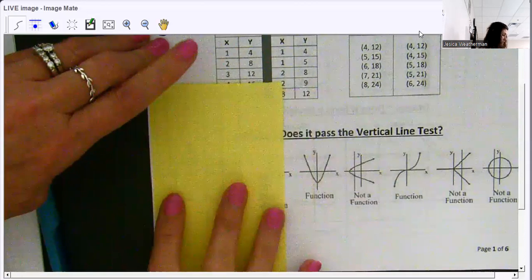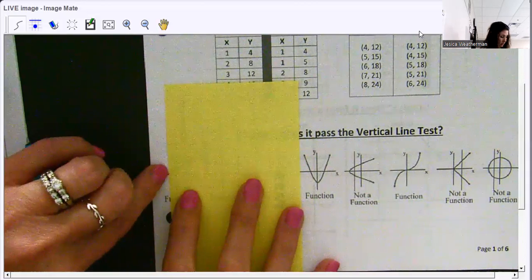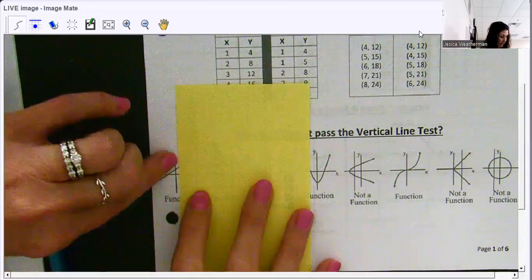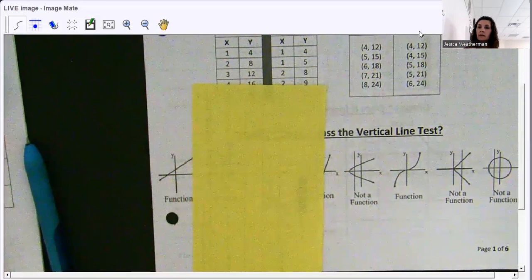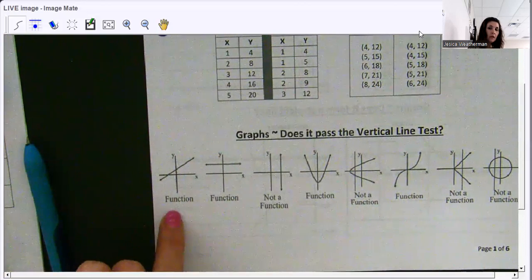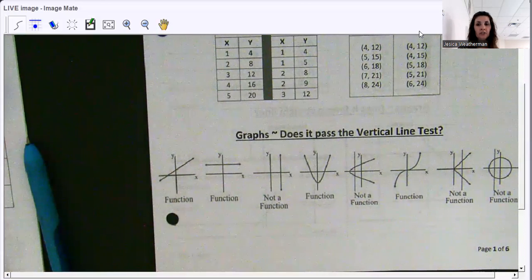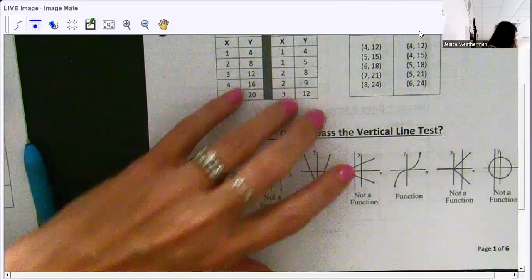So far this line is only touching it right here. Now it's only touching it here. And as I go, you'll see that the line never touches my yellow paper in two different spots. So that means this is a function. Let's go to one that is not a function, and that will be a little bit easier to see. I'm going to use this one right here.